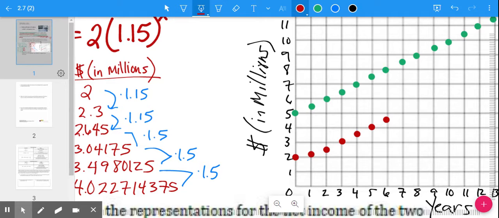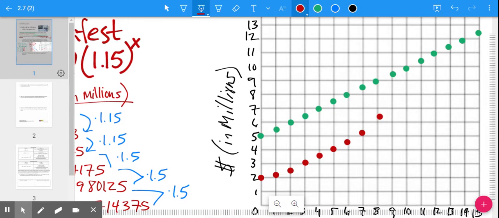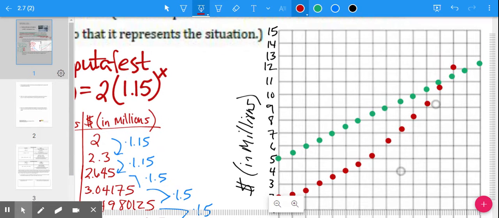4.6, 5.3, 6.11, 7.03, 8.09, 9.3, 10.7, 12.3, and then 14.15.